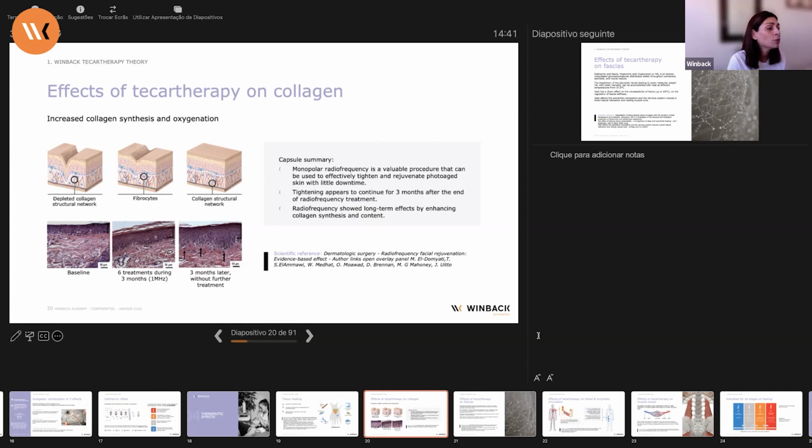So, monopolar radiofrequency is a valuable procedure that can be used to effectively tighten and rejuvenate photoaged skin with little downtime. The tightening appears to continue for 3 months after the end of the radiofrequency treatment, and radiofrequency has shown long-term effects of enhancing collagen synthesis and content, okay?